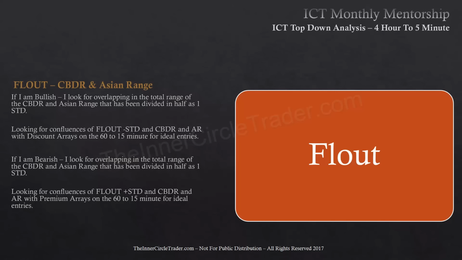And I go from the center point, go up 1, that's one standard deviation, 2, 3, 4, and so on. Those standard deviations are half of the range that makes up central bank dealers range and Asian range in terms of time. Find the highest high and the lowest low, divide that range in half. Project that up, only half of the range, that makes the standard deviation. It's not the full range high to low. Looking for confluences of flout standard deviations and central bank dealers range and Asian range with discount arrays on the 60 to 15 minute is ideal for entries.